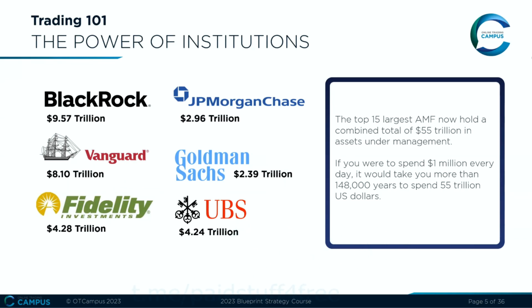You have, in fact, the top 3 asset management firms ranked respectively by assets under management. So you have BlackRock with 9.57 trillion US dollars under management. Then you have Vanguard with 8.1 trillion US dollars under management. And then you have Fidelity Investments with 4.28 trillion US dollars under management. At the 4th place, you actually have a Swiss bank, or also an asset management firm.